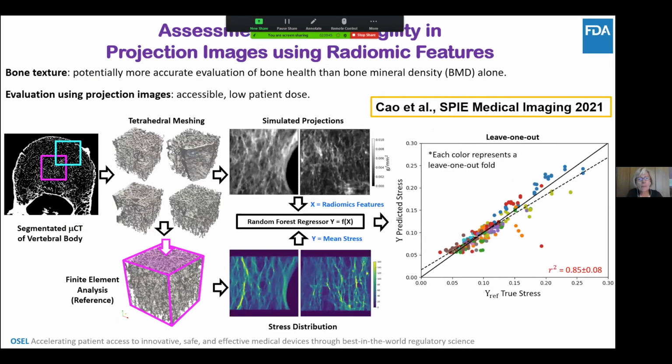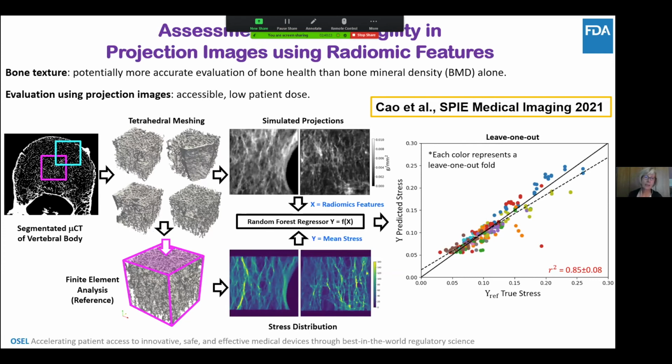Here's an example of some of the work that we're doing in quantitative imaging using radiomic features. We've long been partners with the Quantitative Imaging Biomarker Alliance, and that work too predates this new AI space, back when we were doing more procedural QI efforts. But the present application is the analysis of bone texture to perhaps provide a more accurate evaluation of bone health than the standard biomarker of bone mineral density.